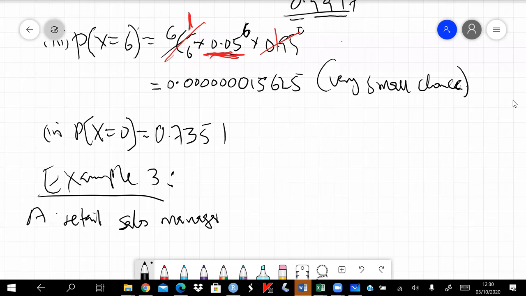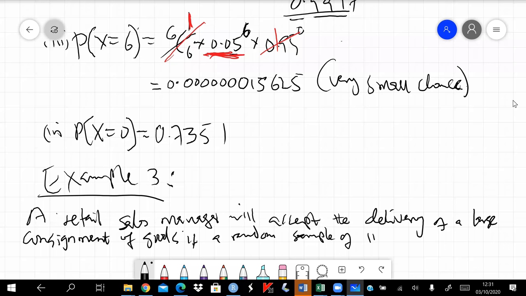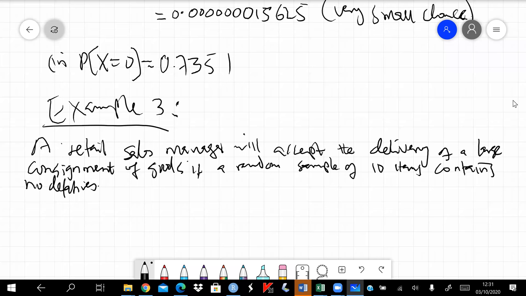A retail sales manager will accept the delivery of a large consignment of goods if a random sample of 10 items contains no defectives. So if there are no defectives in the sample that is chosen, this person will accept the entire consignment of goods.